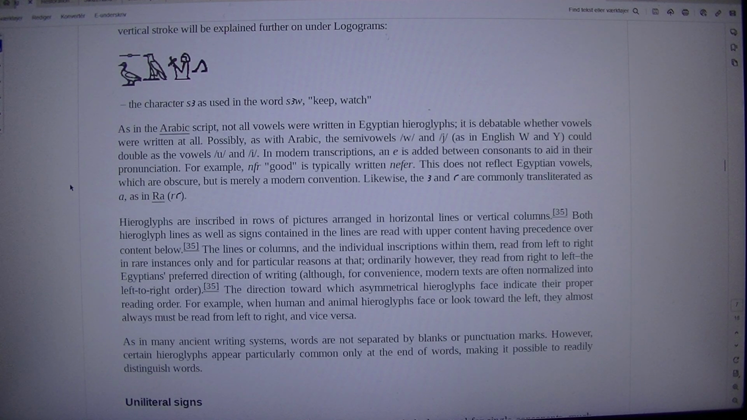Not all vowels were written in Egyptian hieroglyphs. It is debatable whether vowels were written at all. Possibly, as with Arabic, the semivowels /W/ and /J/, as in English W and Y, could function as the vowels /U/ and /I/. In modern transcriptions, an E is added between consonants to aid in their pronunciation.